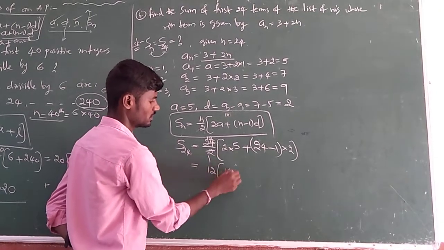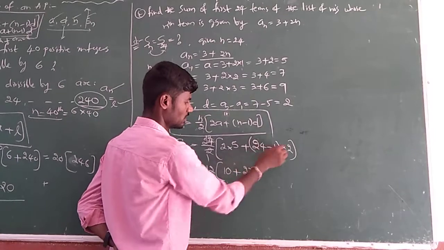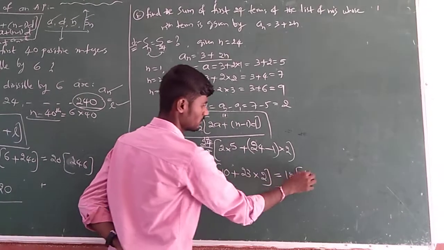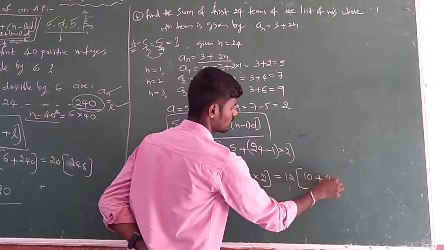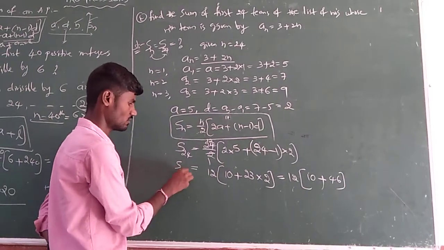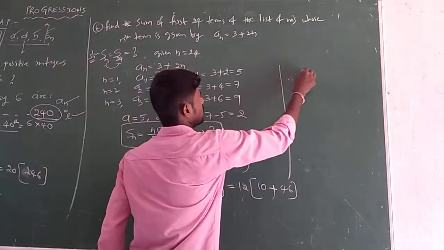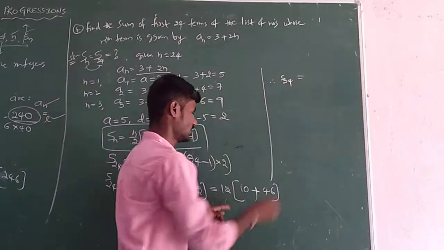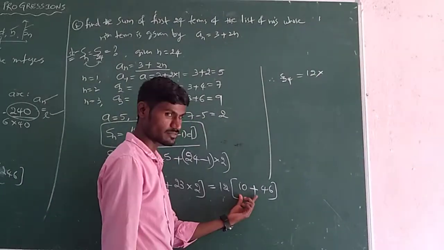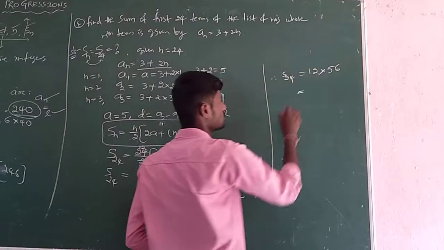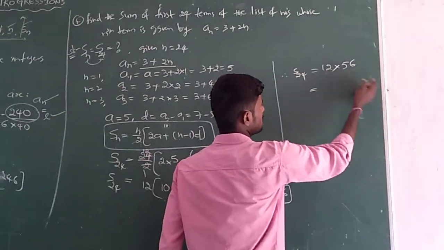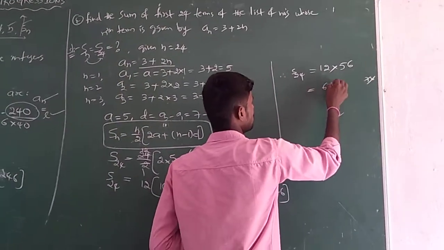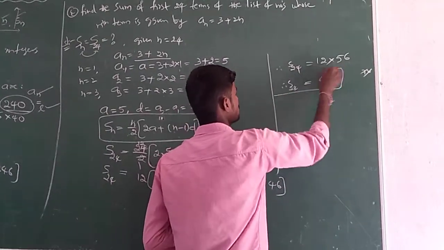Into 2 into 5, 10, 24 minus 1, 23 into 2. So see here, 12 into 10 plus 23 into 2, 46. So S24 equals 12 into, if you add 10 plus 46, 56. That's it. So do the multiplication. 12 into 6, 72. 12 into 5, 60, plus 7, 67. So what is that? S24 equals 672.